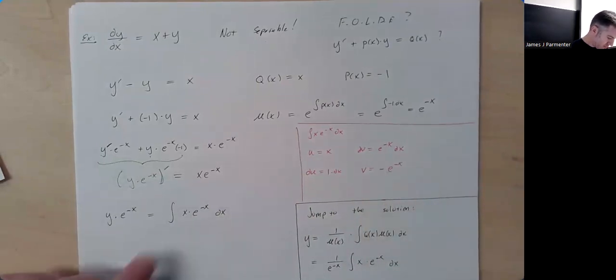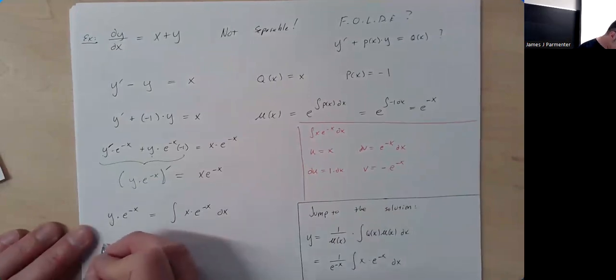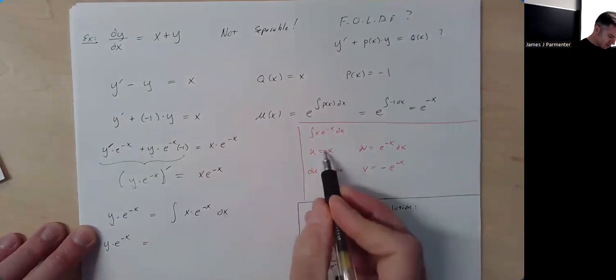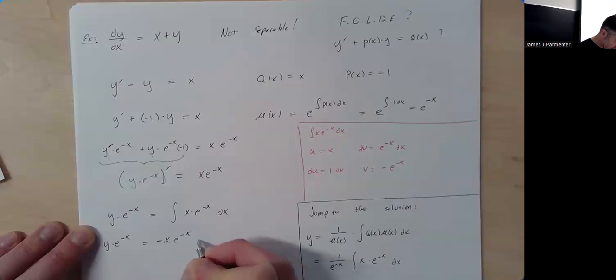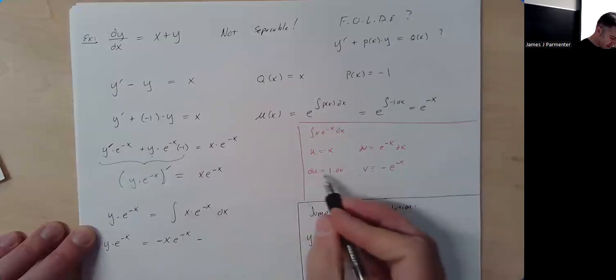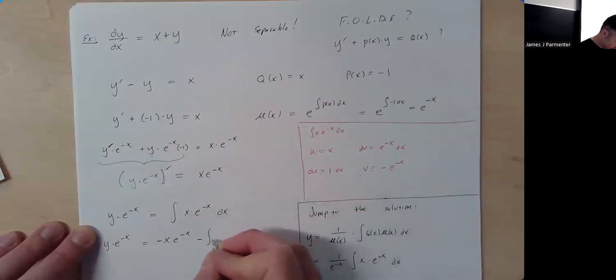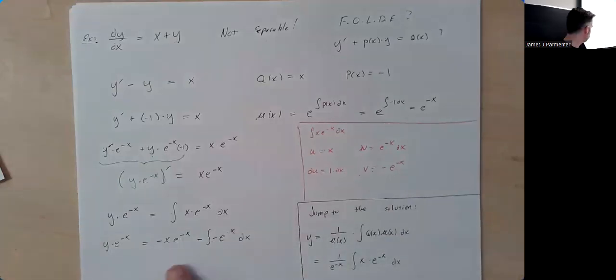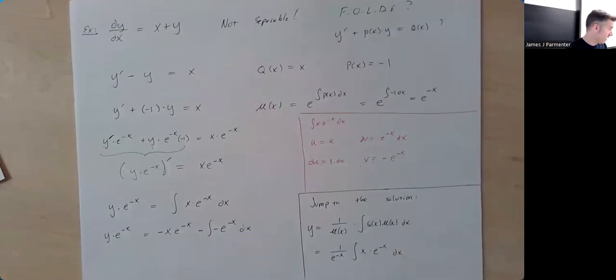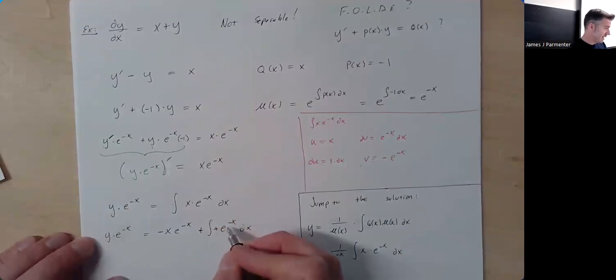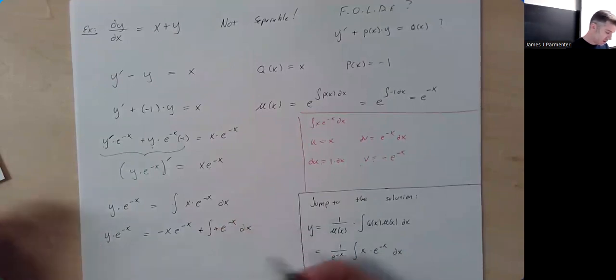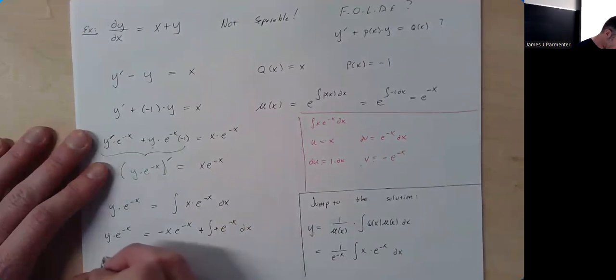And then we plug that all in here. So we end up getting y times e to the -x is equal to, so that's going to be u times v, so -x e to the -x, minus the integral of v du. So minus the integral of negative e to the negative x dx. I see a minus here, so I'm just going to make those both pluses to make my life easier. And then when I integrate e to the negative x, I get e to the negative x divided by negative 1.